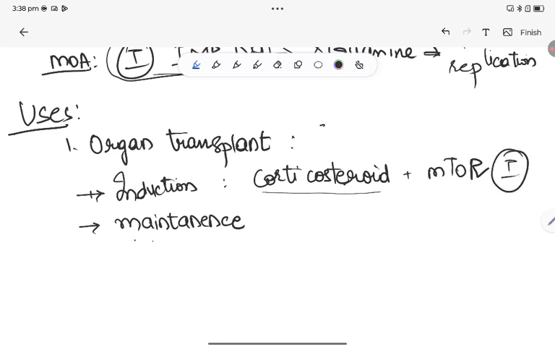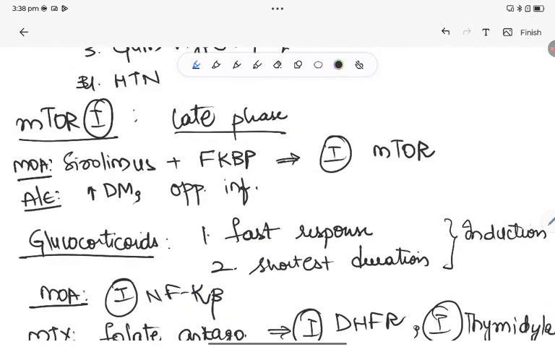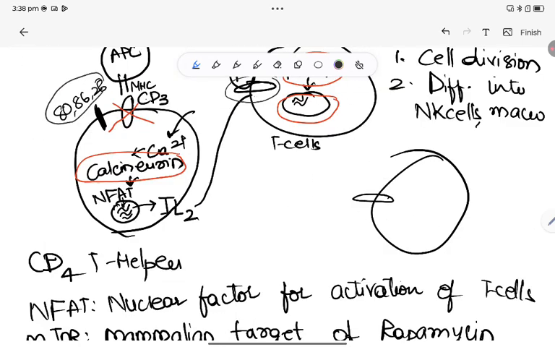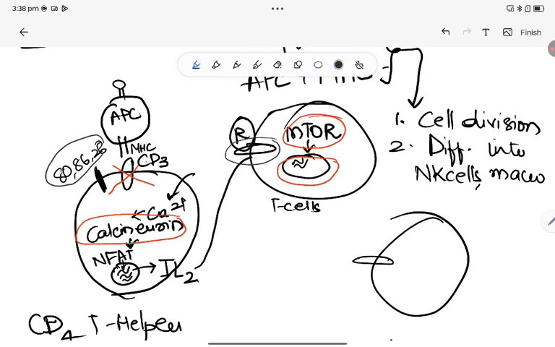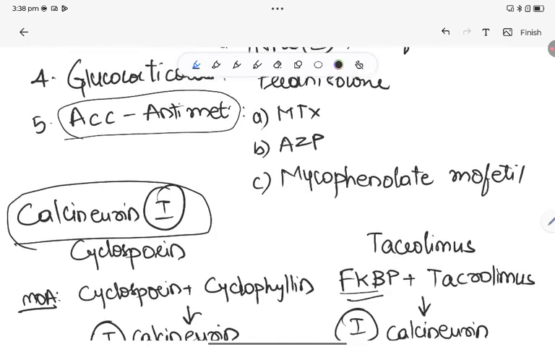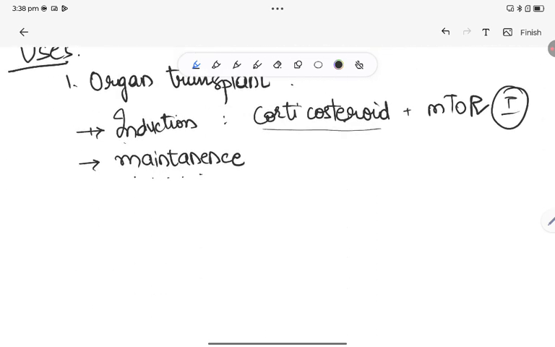Personally, I believe we can start mTOR inhibitors in the induction phase itself. Though they act mainly in the maintenance phase, they act in the later phases of immune response, so if we start giving them early, the benefit of mTOR inhibition cannot be restricted. For that reason, I feel practically that mTOR inhibitors can be given in the induction phase.